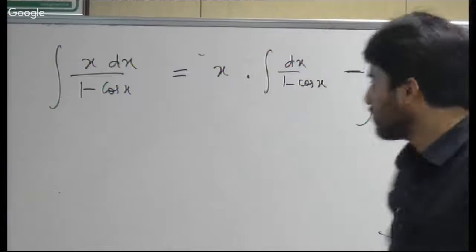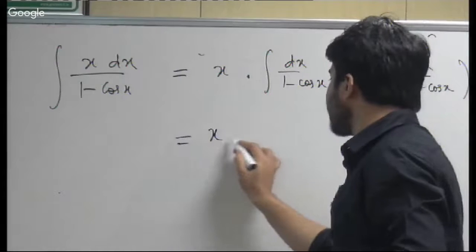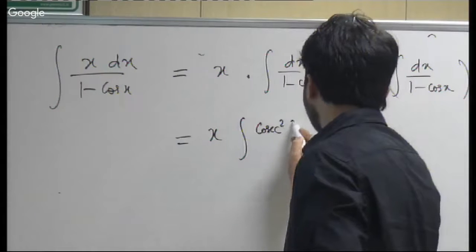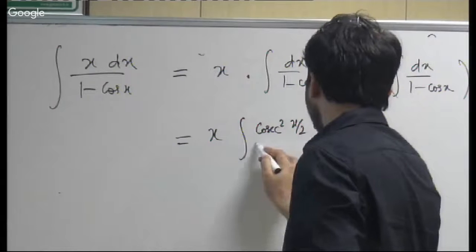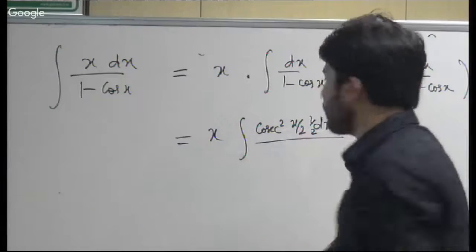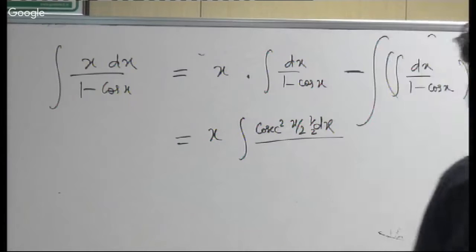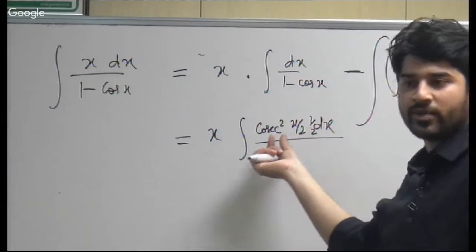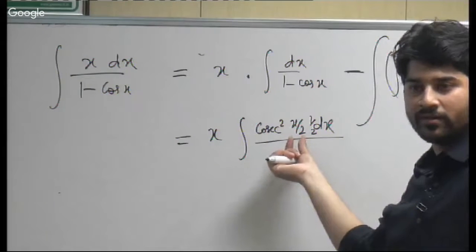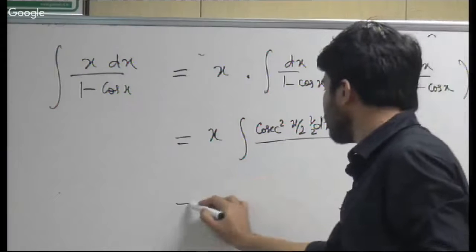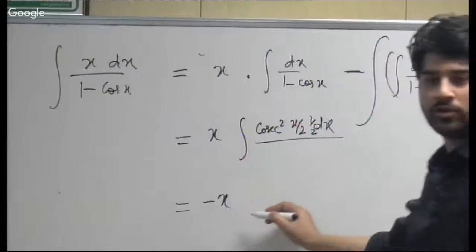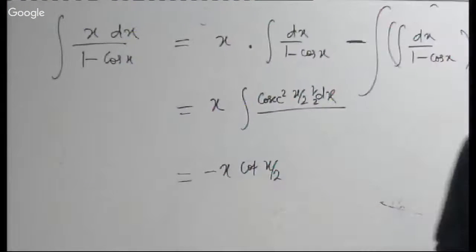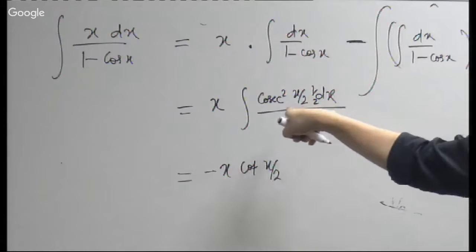What is it? So I'm going to put x into cosec square x by 2 dx, where dx by 2 is half dx. This is the way. So cosec square t dt, this is nothing but cosec square t dt, right? So it will become minus x cot x by 2. Clear? Understood? How is the half being handled here?